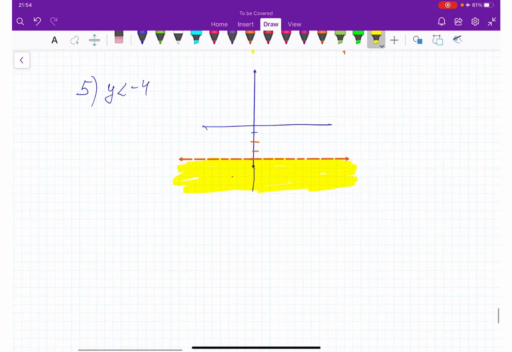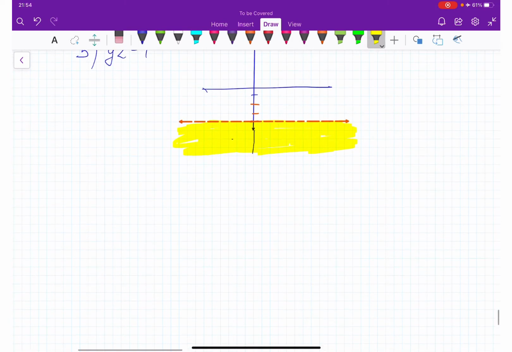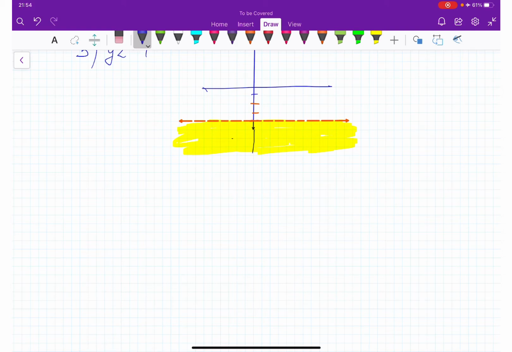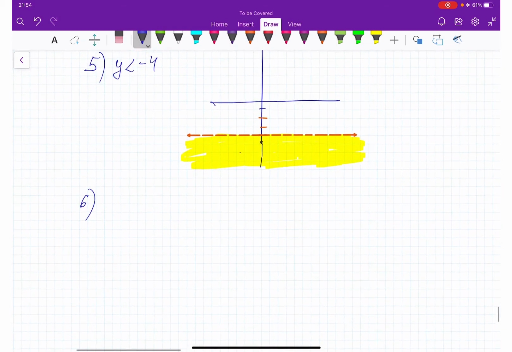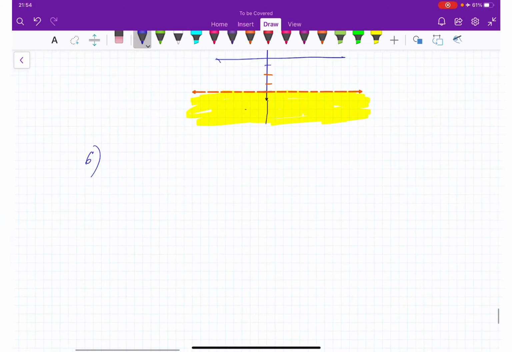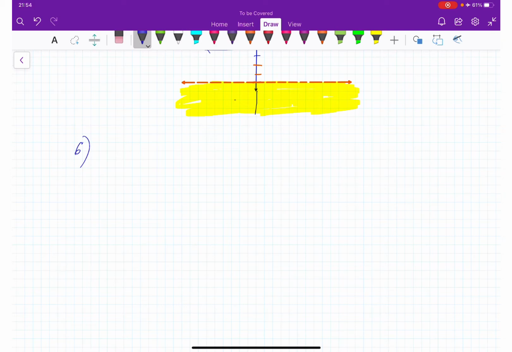Question number 6. We need to graph the following inequality. It's going to be x squared plus y squared less than or equal to 49. Okay. This is a formula of a circle.